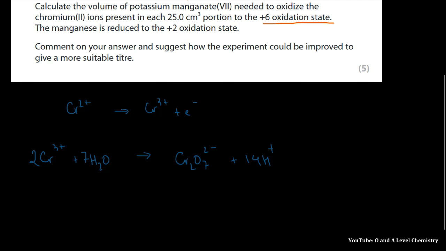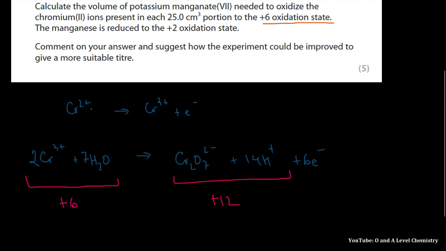If we look at the left-hand side, the total charge is +3 times 2, so the total charge on the left-hand side is +6. The total charge on the right-hand side is +14 minus 2, so that is +12. Now we see that the charges are not balanced, so we have to add electrons to balance the charge. I'll add 6 electrons on this side, so that makes this +6. So this is a proper half equation.